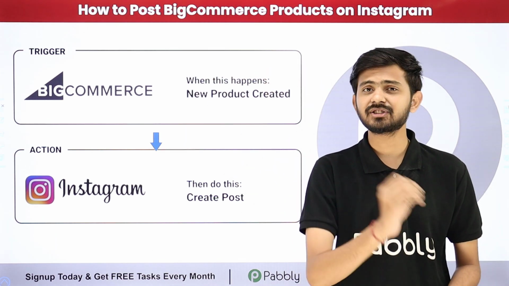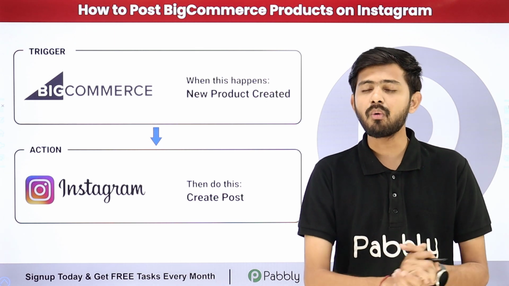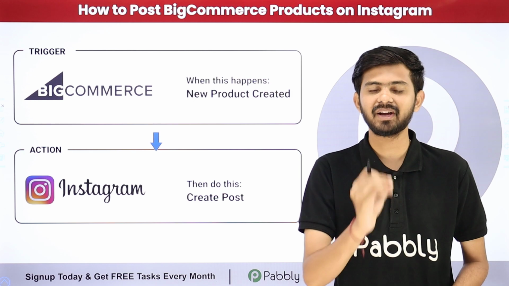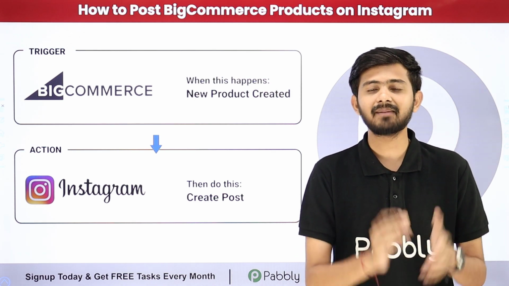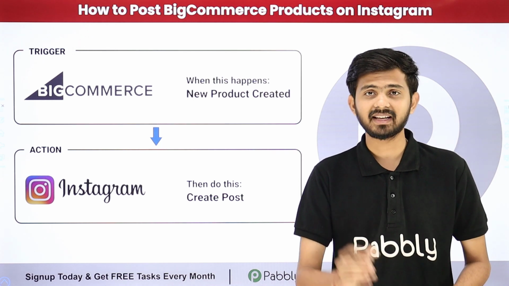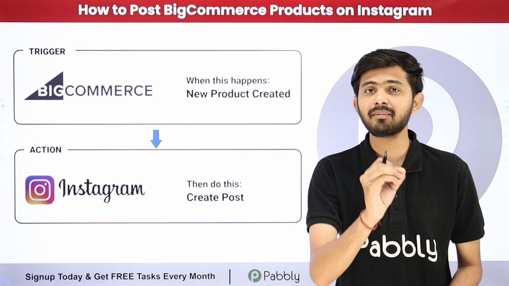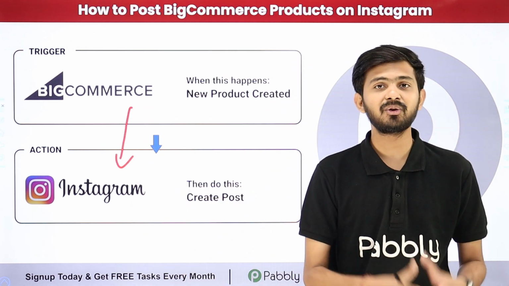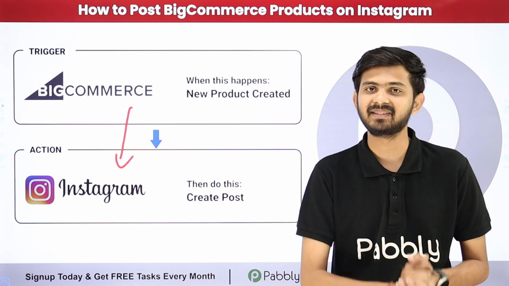So I am running a fashion store on my BigCommerce store, and now what I want to do is promote my products that I'm going to add in my BigCommerce store by posting on my Instagram account. I want to do this automatically, so I'm going to build a connection between BigCommerce and Instagram with the help of Pabbly Connect.